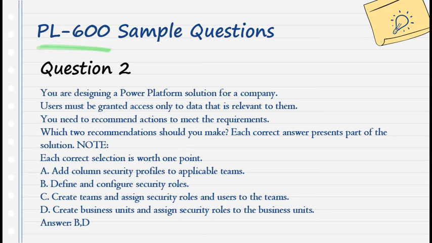Question 2. You are designing a Power Platform solution for a company. Users must be granted access only to data that is relevant to them. You need to recommend actions to meet the requirements. Which two recommendations should you make? Each correct answer presents part of the solution. Note: each correct selection is worth 1 point. A. Add column security profiles to applicable teams. B. Define and configure security roles. C. Create teams and assign security roles and users to the teams. D. Create business units and assign security roles to the business units. Answer: B, D.